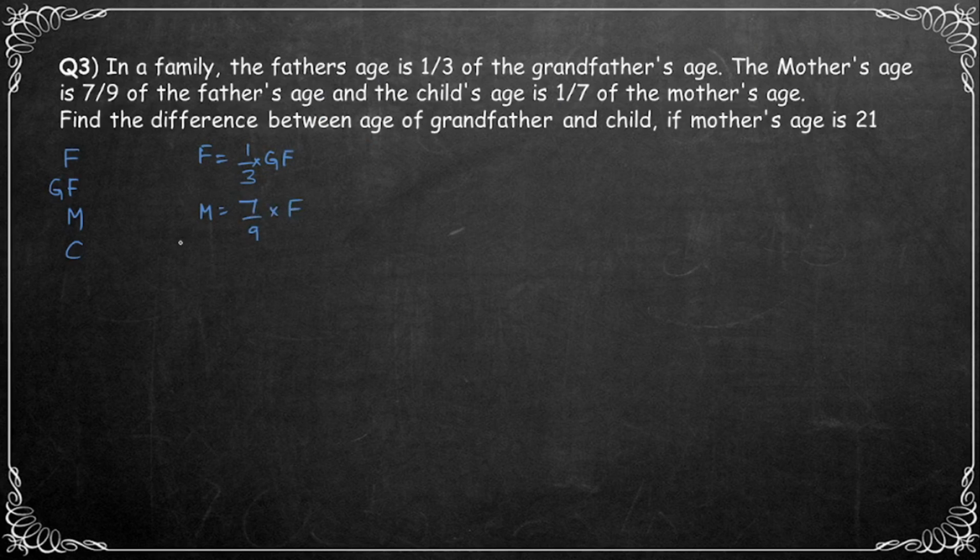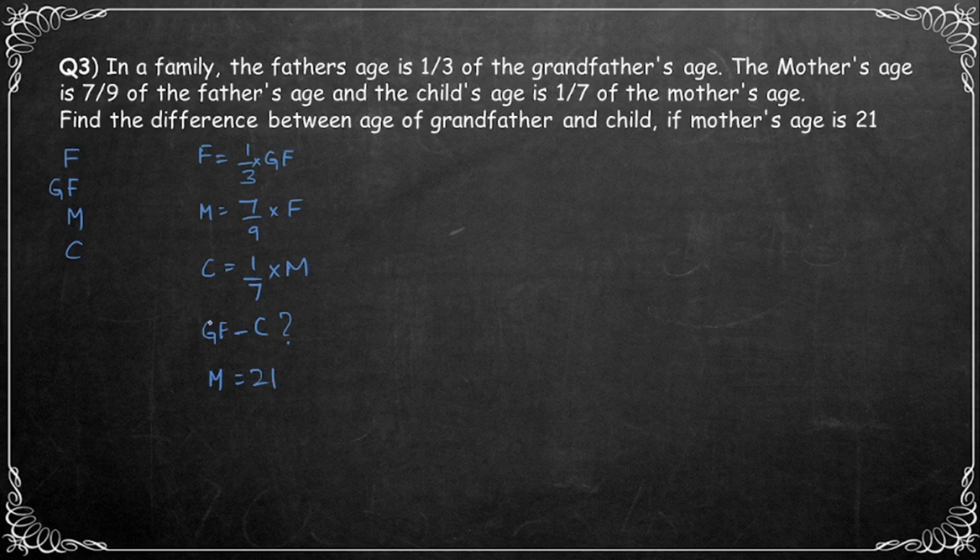And the child's age is 1 by 7th of mother's age. Find the difference between age of grandfather and child. That means we need to find grandfather minus child, since grandfather has higher age, right? We need to find that. If mother's age is 21, right?